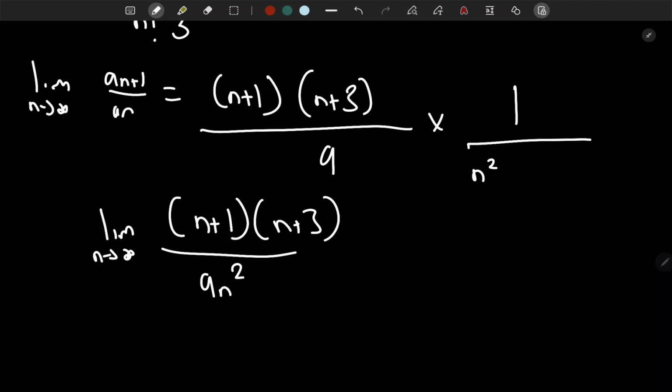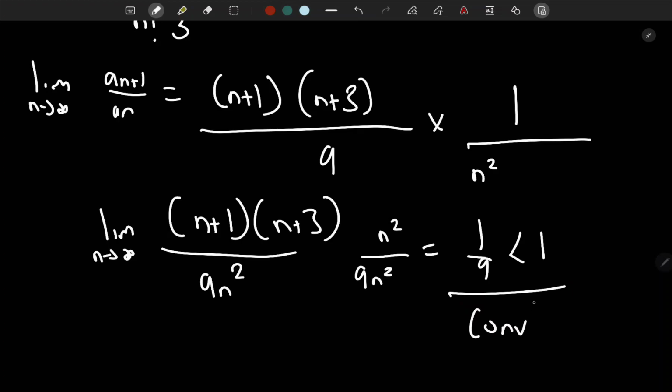Now once again we have the same degrees of the numerator and the denominator, so therefore we can use the L'Hopital rule. The highest power in the numerator is n squared over 9n squared, which is going to be 1 over 9, which is less than 1, meaning that it converges. So now let's do our last question, question 4.